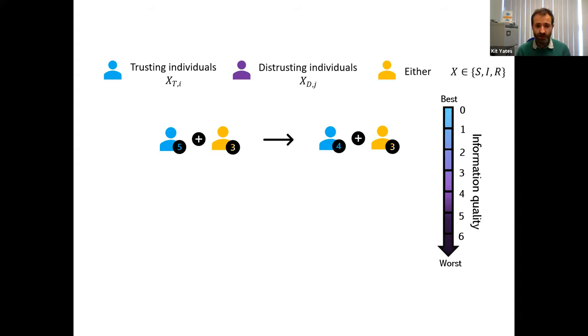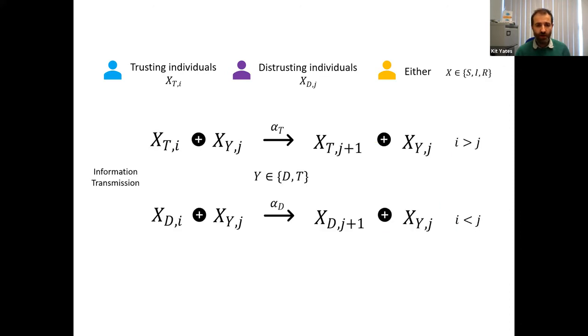So that's a trusting individual. A distrusting individual, if they interact with someone with worse quality information than themselves, then they will take on that worse quality of information. So they would go to level three, but again, there's a degradation of information as it passes, so they also go up a level to level four. If trusting individuals meet people with worse quality information, then they ignore them. And similarly, if distrusting individuals meet people with better quality information, then they ignore them as well. So that's the effective dynamics of what's going on.